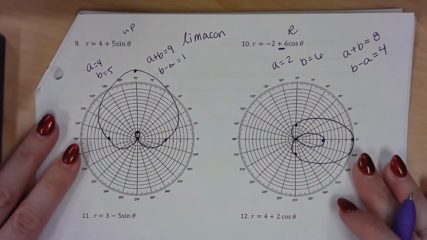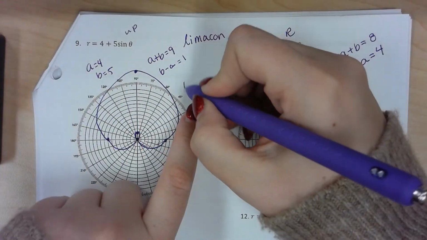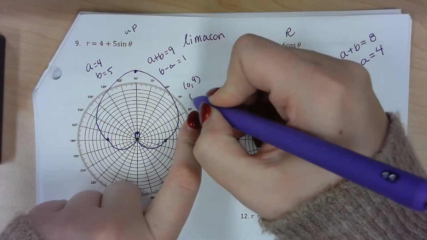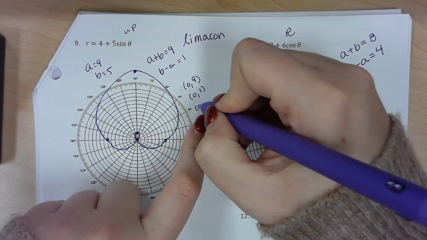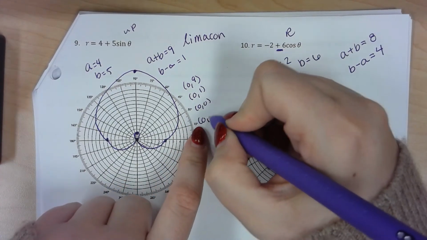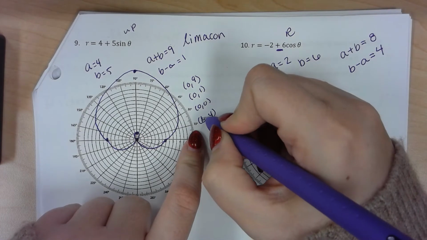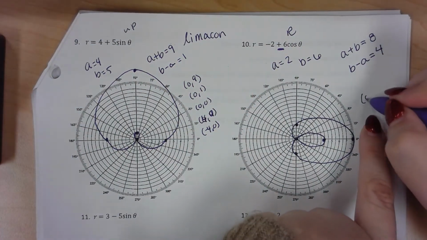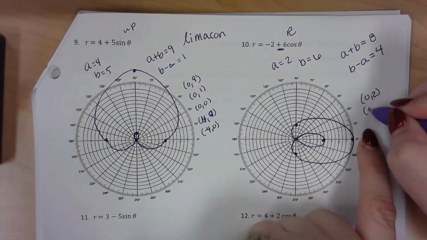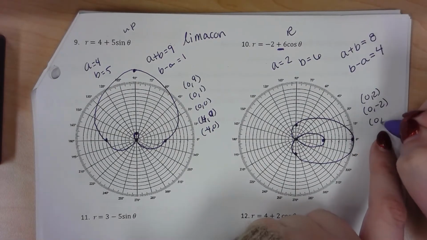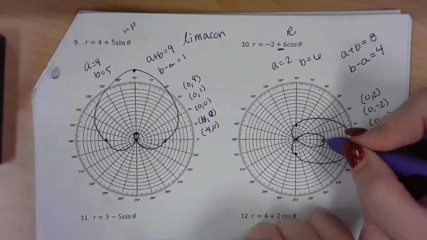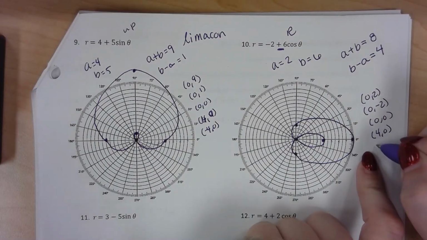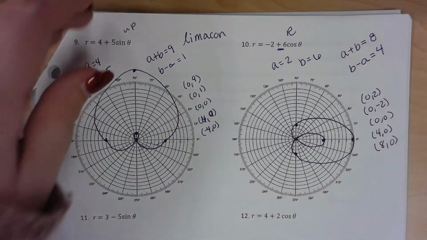I forgot to do our intercepts for each of these, so our intercepts here would be 0, 1, 0, 0, and then 4, 0, sorry, the -4, 0. Over here we would have 0, 2, 0, -2, 0, 0, and then 4, 0, and 8, 0.